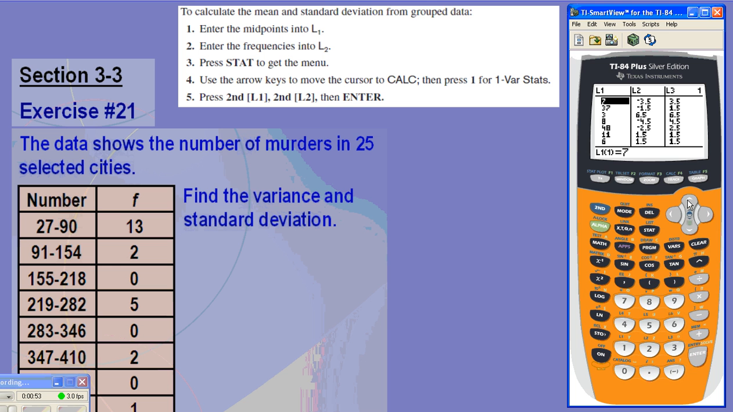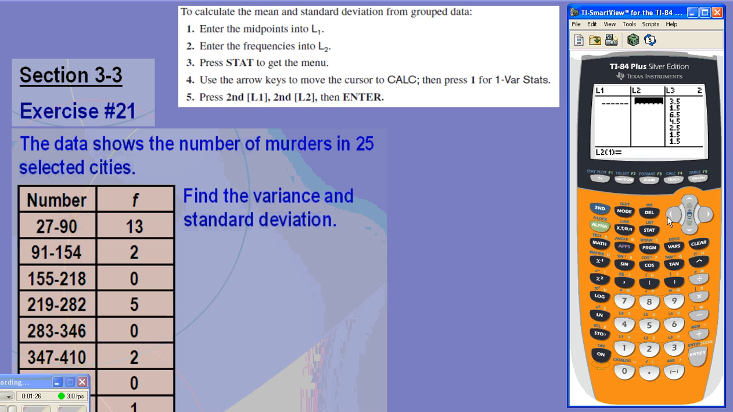Remember, I need to clear my list number 1. So go up on top of the L1. So I'm up here on top, see it's blacked out. I press clear. And now at this point, I press enter to actually clear the data out of the list. Now since I'm going to put information in L1 and L2, I'm going to go over to L2. I'm going to go up on top of L2. See how I'm up here on top? I'm going to press clear. And now I'm going to press enter to clear that list also.